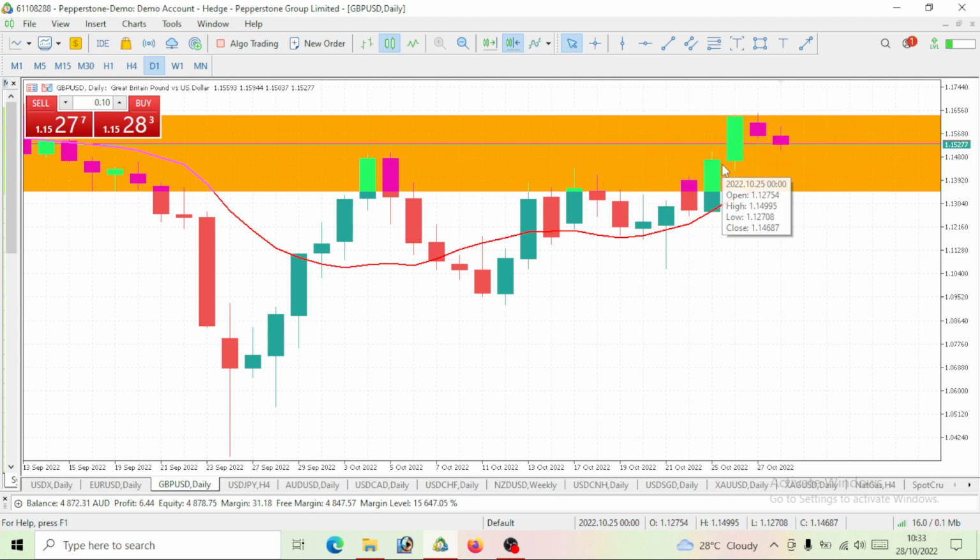Now, take a look at this recent movement that has been made. Yesterday, we actually closed bearish, right? Today, take a look at this movement. We are on a bearish move. So is this bearish move over? Definitely not. It will actually still continue to drop.